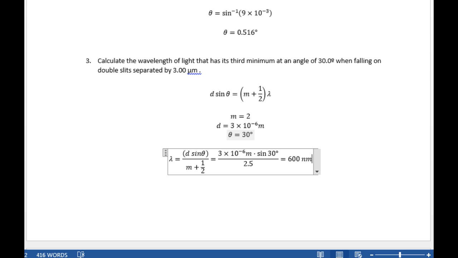600 nanometers. And that's it for problem 3. And there you go.